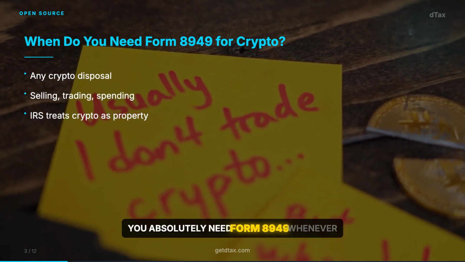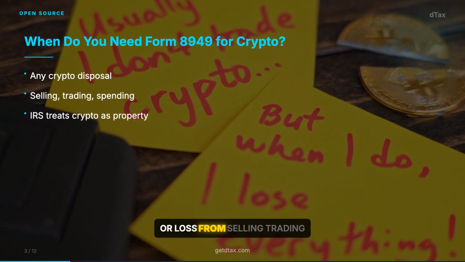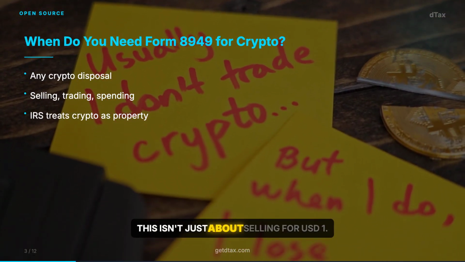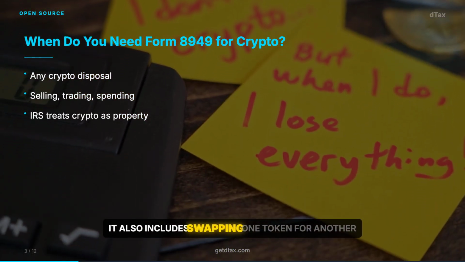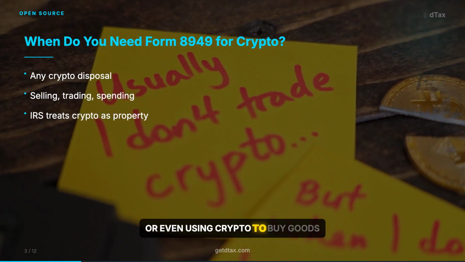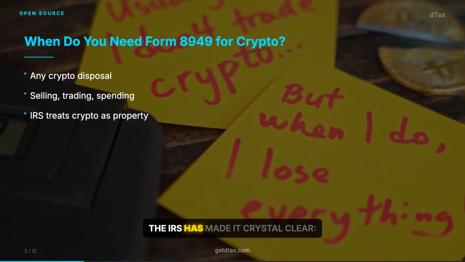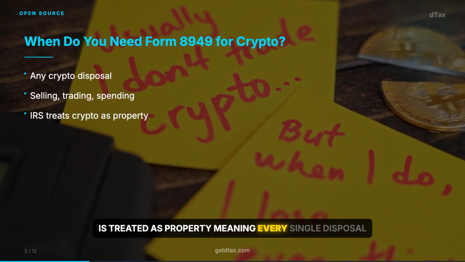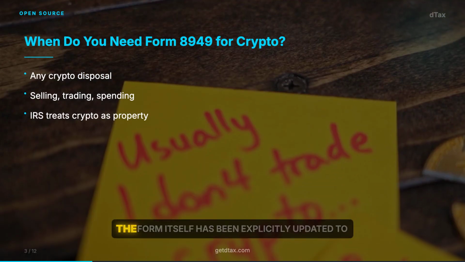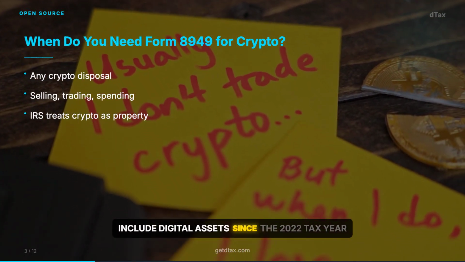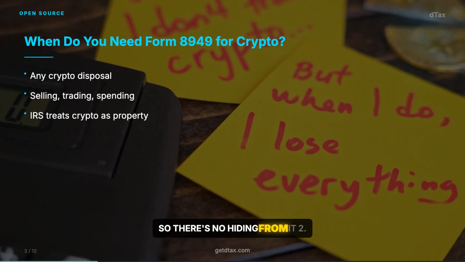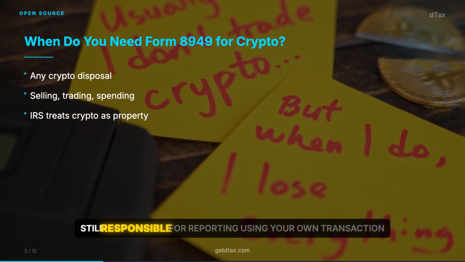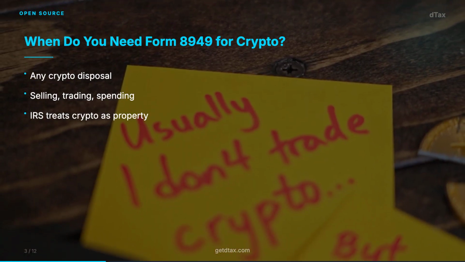You absolutely need Form 8949 whenever you've had a capital gain or loss from selling, trading, or otherwise disposing of cryptocurrency during the tax year. This isn't just about selling for USD. It also includes swapping one token for another, or even using crypto to buy goods or services. The IRS has made it crystal clear. Under IRS Notice 2014-21, crypto is treated as property, meaning every single disposal is a reportable event. The form itself has been explicitly updated to include digital assets since the 2022 tax year, so there's no hiding from it. Even if you don't get a 1099-B or 1099-DA from an exchange, you're still responsible for reporting using your own transaction methods.